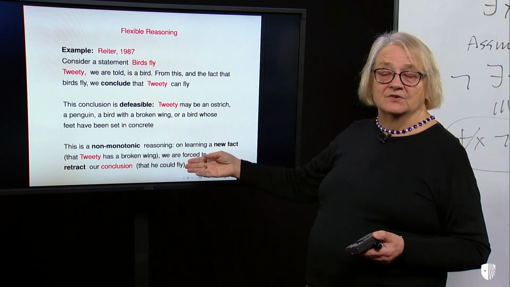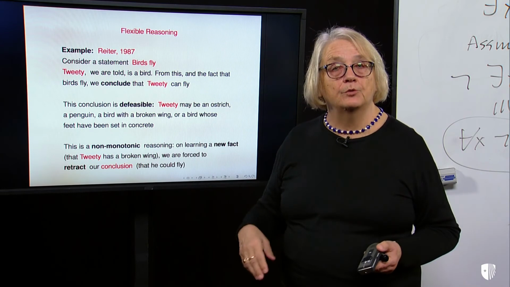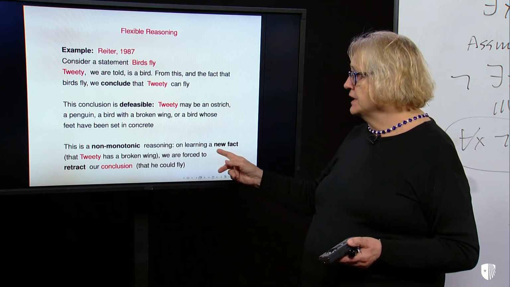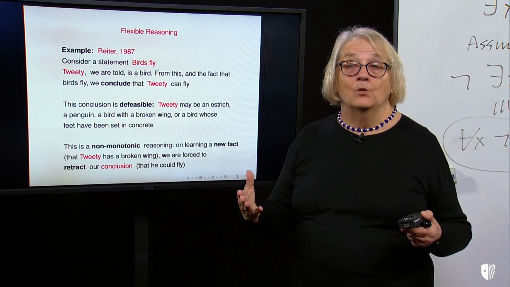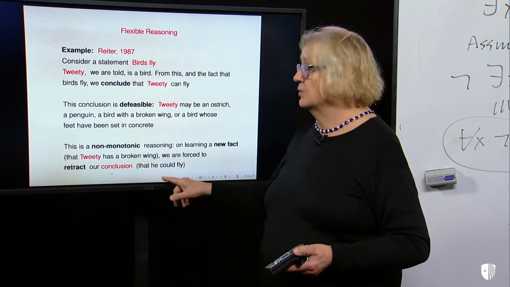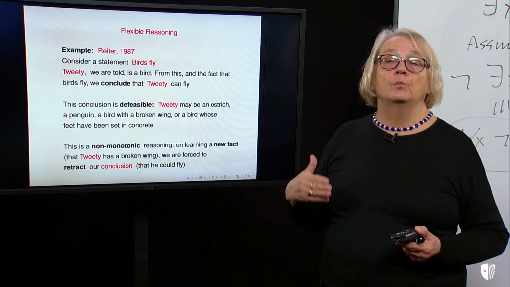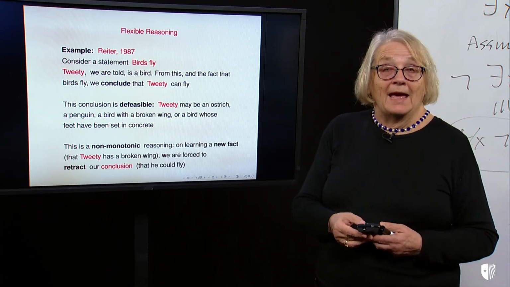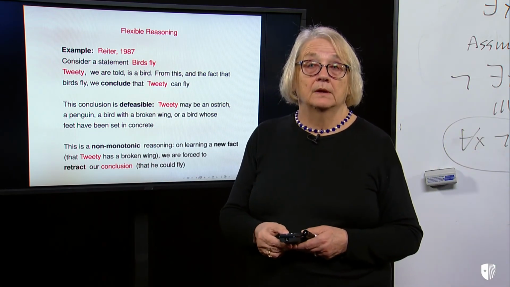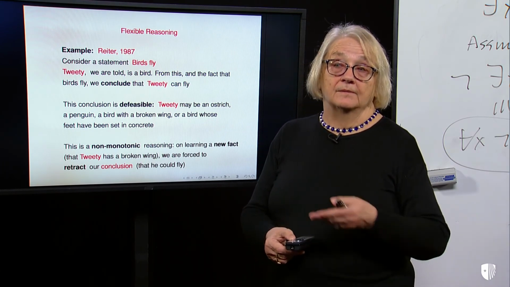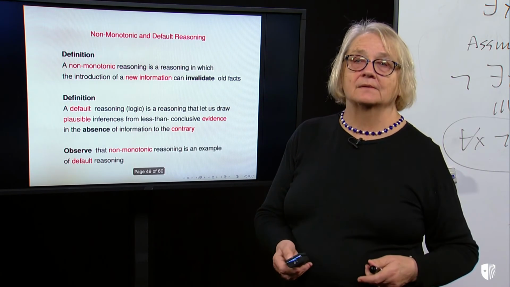So this reasoning is non-monotonic reasoning. We'll talk about non-monotonic logics. On learning a new fact, for example, that Tweety has a broken wing, we are forced to retract our conclusion that Tweety could fly. So these are called non-monotonic reasoning. If we want to have robots, if you want to have a real AI, you have to have a formal way of proving that such reasoning is correct.